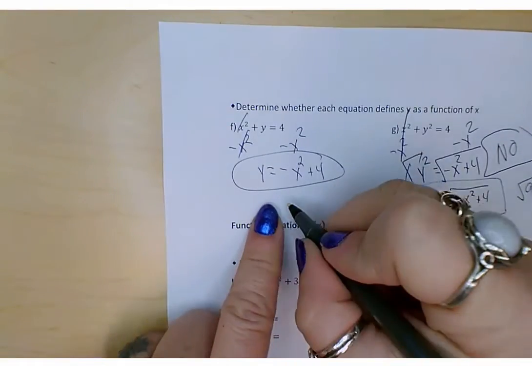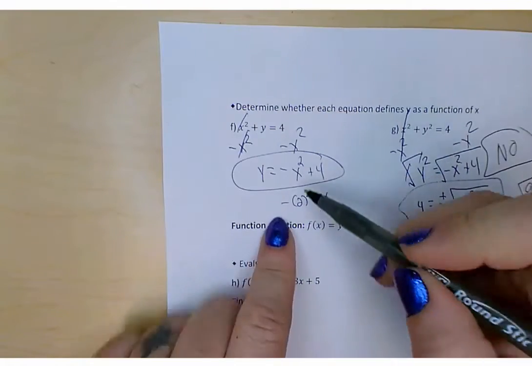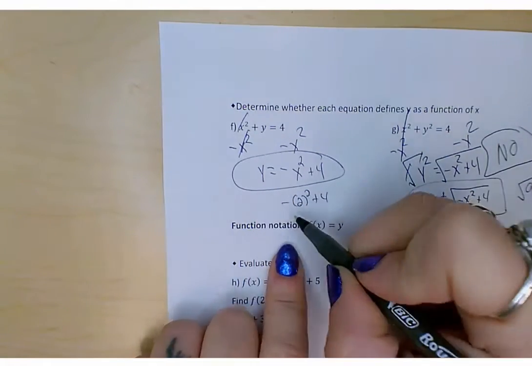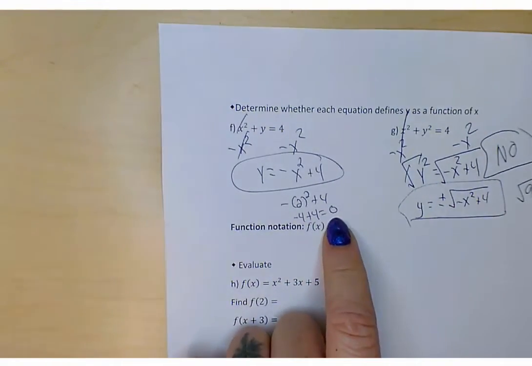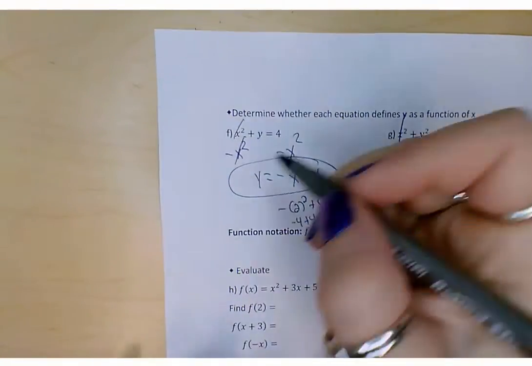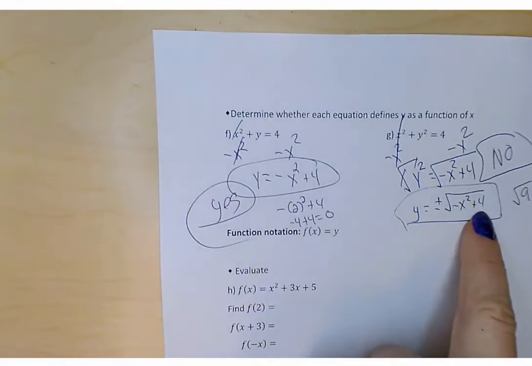If we plug in a number here for x, I don't know, let's plug in a 2. If I plug in a 2, well, 2 squared is 4. That gives us negative 4 plus 4, which is a 0. That is one answer and only one answer. So F is yes, this is a function, where this one over here is not.